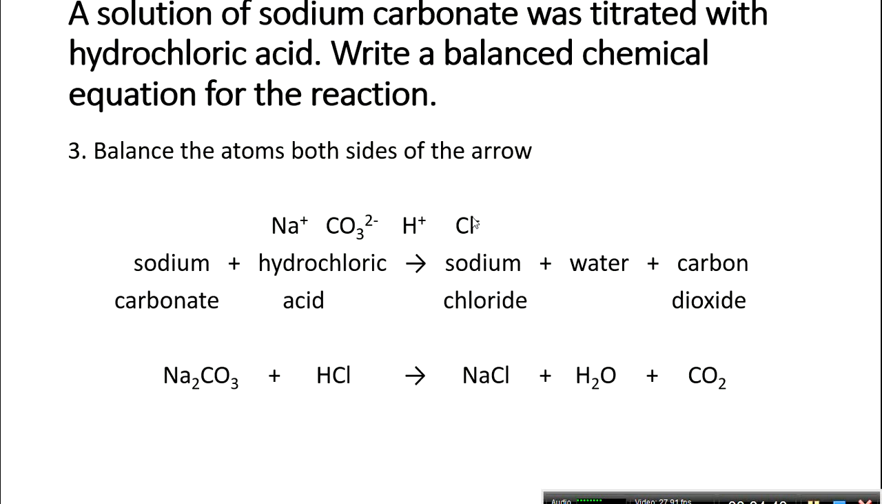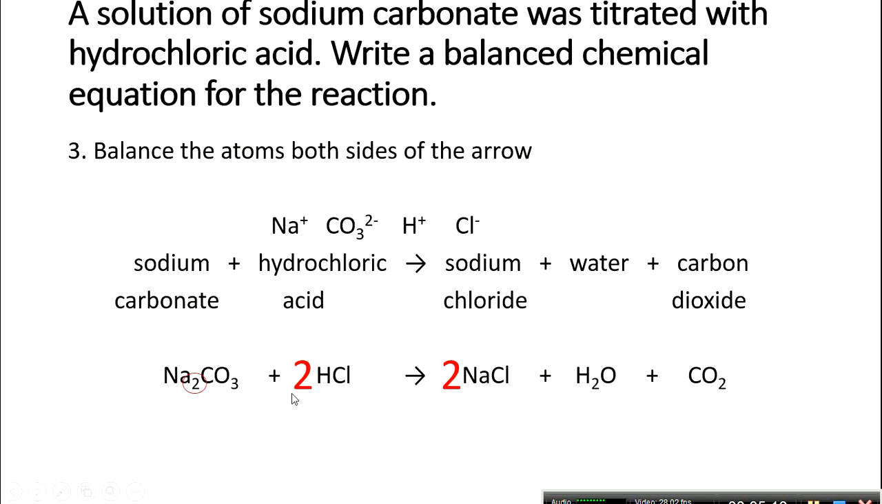So the final step is to balance both sides of the arrow in terms of the number of atoms that are there. So this is using your big numbers. Over here we've got 2 atoms of sodium, but we're only forming 1 in the products. So that's not possible. I can't make the sodium atom disappear. That means I must be making 2 lots of sodium chloride for every sodium carbonate. So put a big 2 in front of the sodium chloride. That now gives me 2 chlorines here, and I've only got 1 over here.